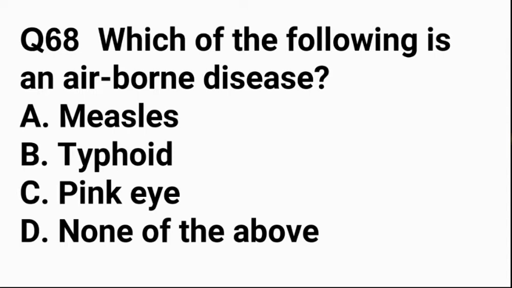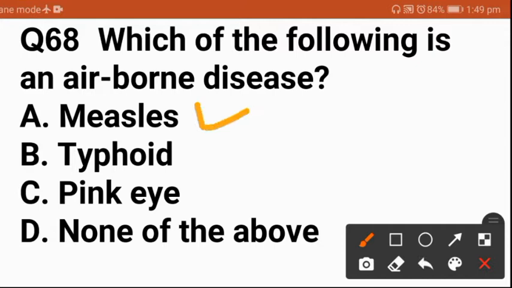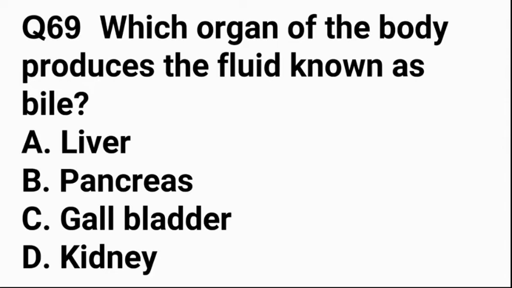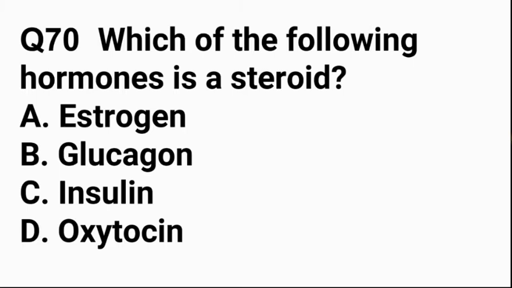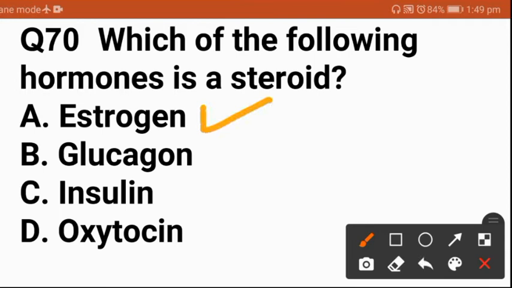Which of the following is an airborne disease? A. Measles. Which organ of the body produces the fluid known as bile? A. Liver. Which of the following hormones is a steroid? A. Estrogen.